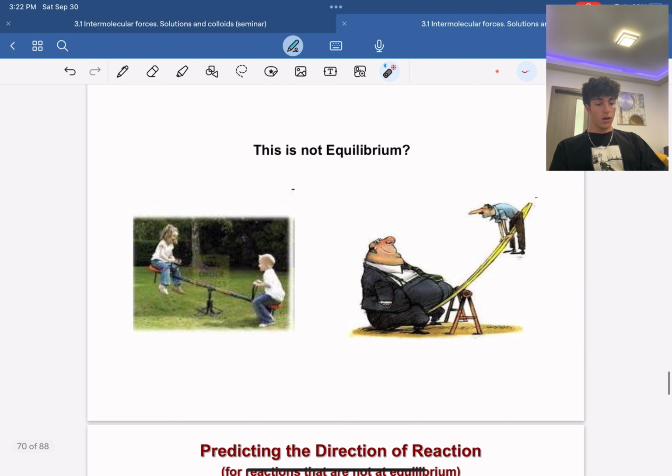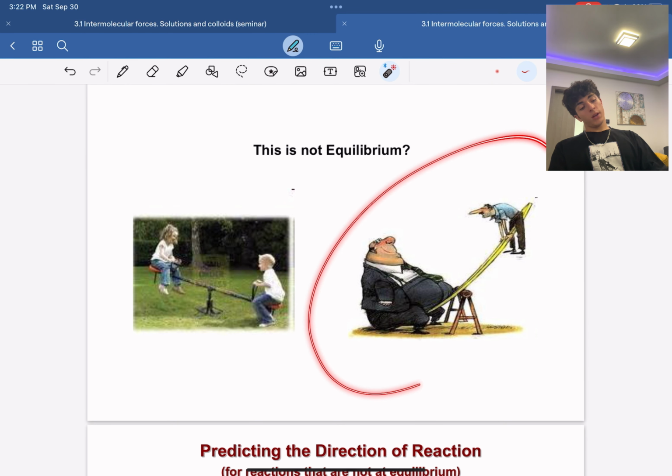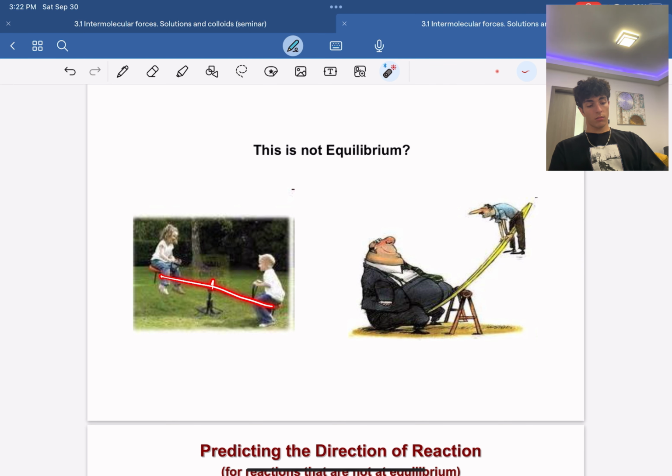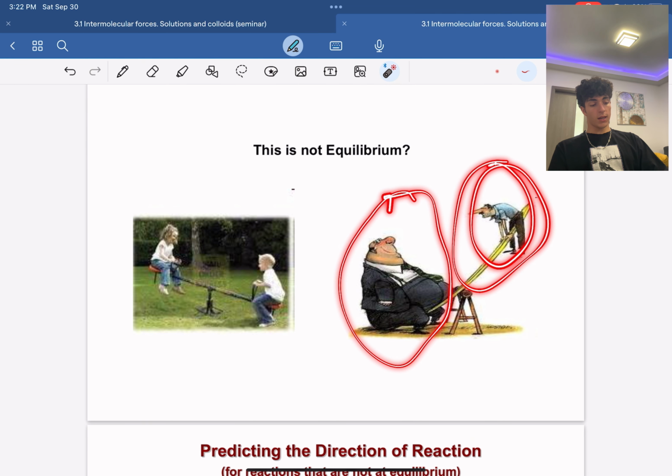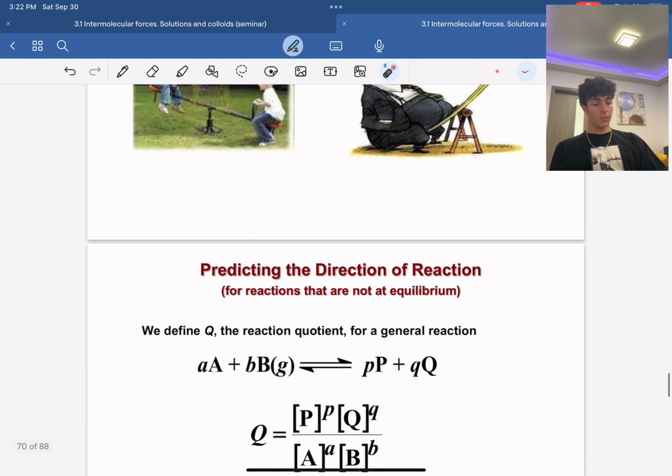Very simple. Think of it as math. Again, I really want you guys, whenever you're confused, to think of a seesaw. It helps so much to visualize and see how this works. Because if you add a lot of concentration for the reactants, you need to add weight to this guy so that he can come down.